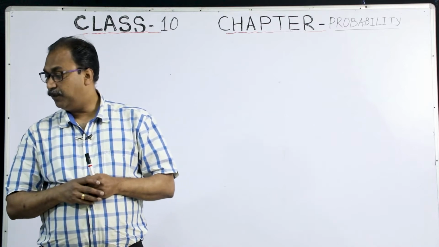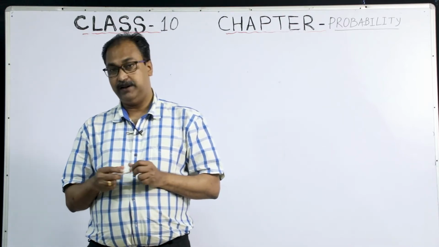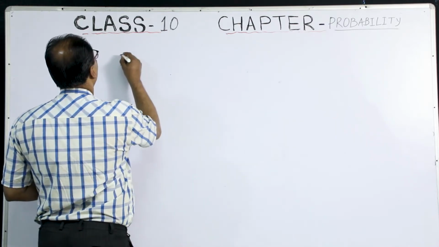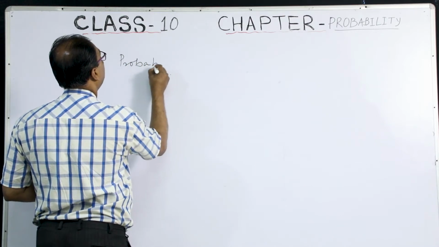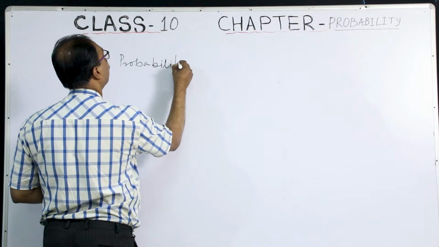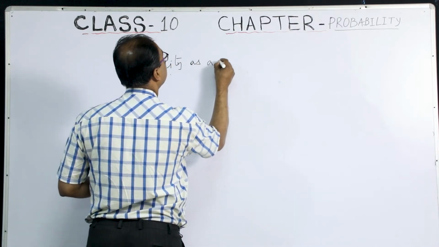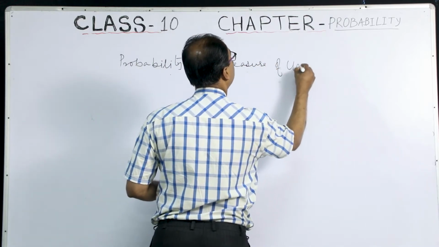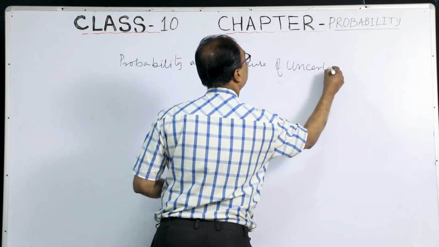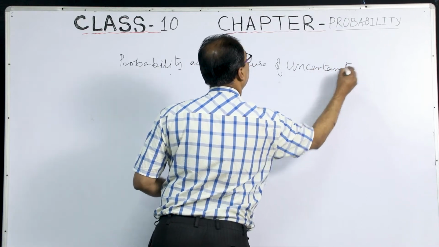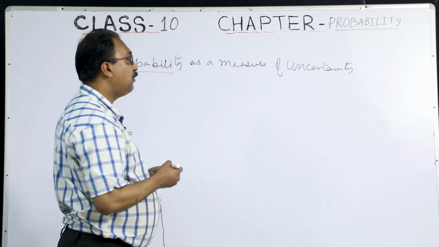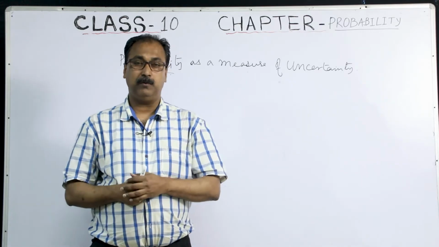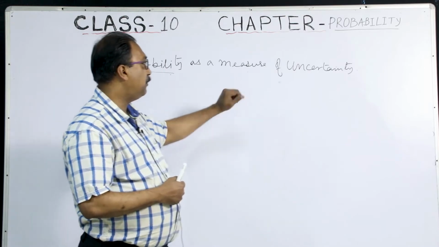If you write the definition, you have to say that probability is a measure of uncertainty. Okay, that is probability. Probability is actually a measure of uncertainty. So many things you have to know, then only you can go on with probability. The first line is: probability is a measure of uncertainty.